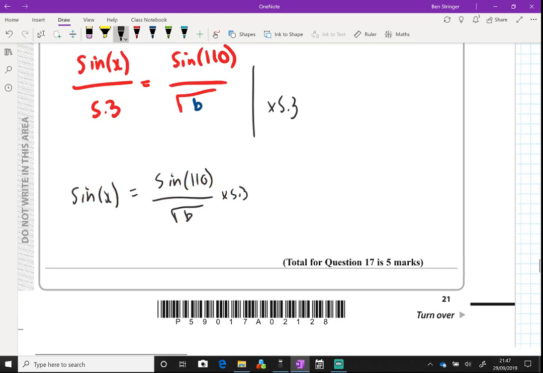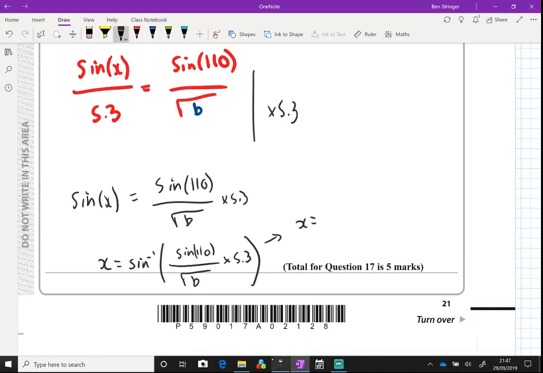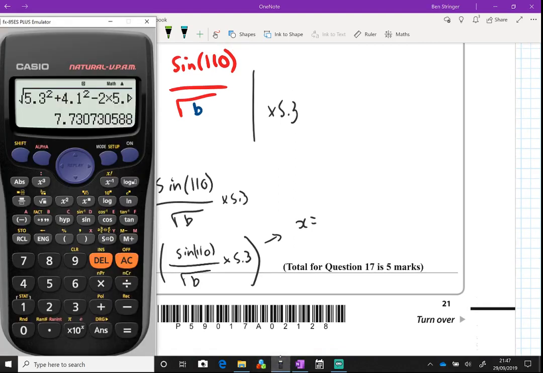Last step, we want to find the angle, so we need to find the inverse sine of both sides to move that across. Sine of 110 divided by square root of B. Just leaving it all unchanged until the last possible moment. X is equal to, now let's get this into the calculator. So on the top was sine 110 divided by the square root of B.